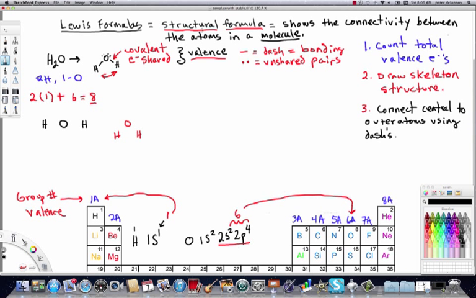Remember that one dash is one bond. So we're going to come in here and go ahead and connect the central atom to the outer atom.